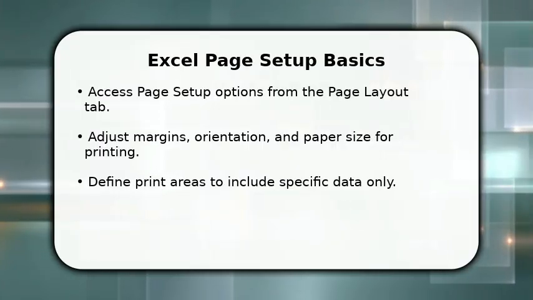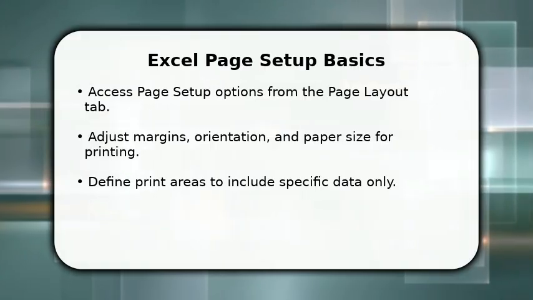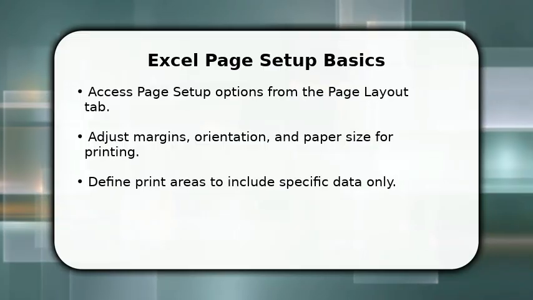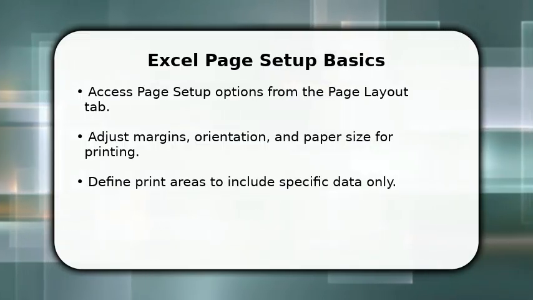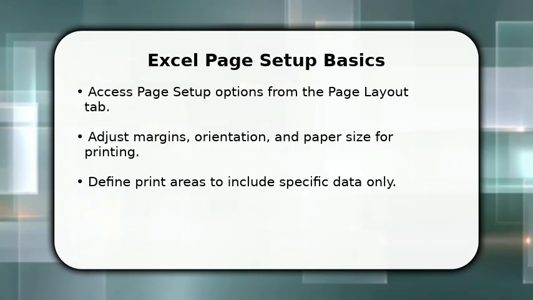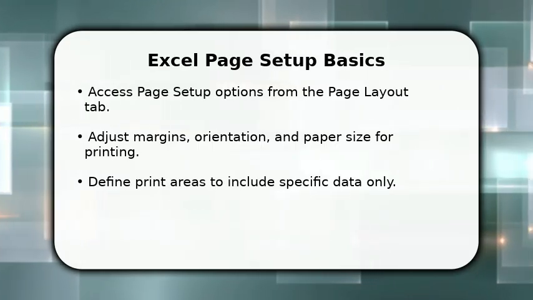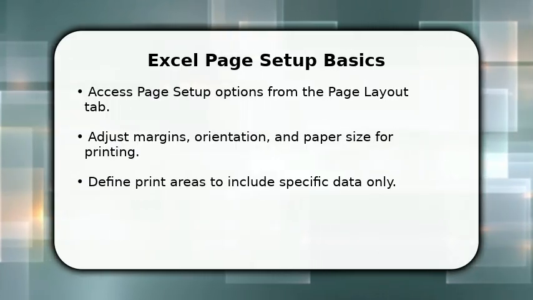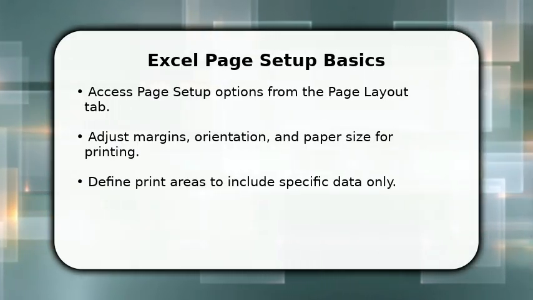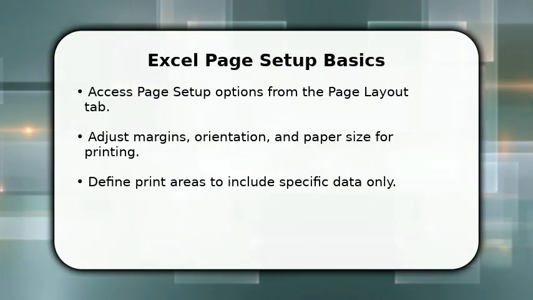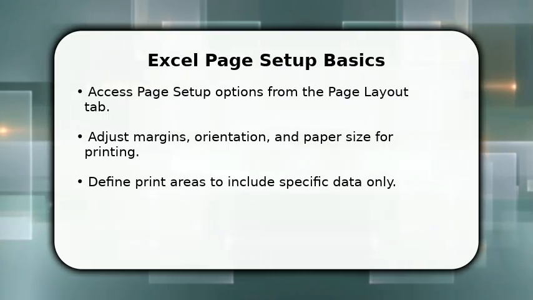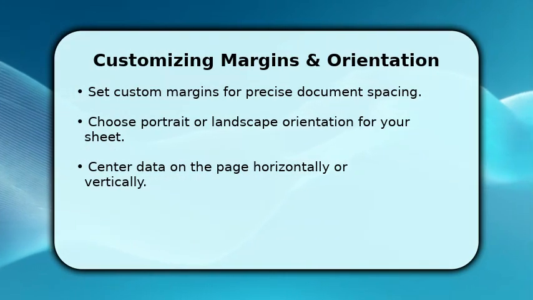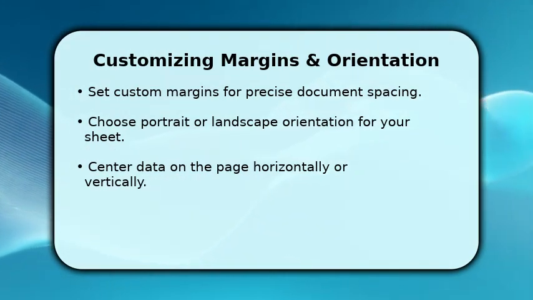In this video, I will explain how to set up pages in Excel. To begin, navigate to the Page Layout tab in your Excel ribbon. Here, you'll find the Page Setup group, which contains all the essential tools for preparing your worksheet for printing. We'll cover how to adjust margins, change the orientation, and select your preferred paper size to ensure your data looks perfect on paper.